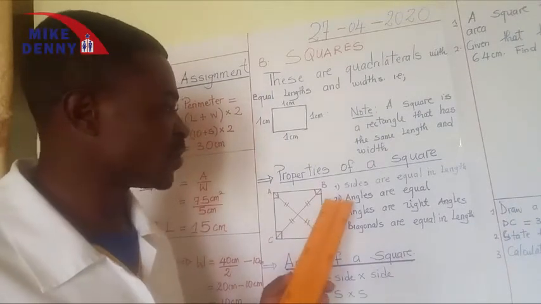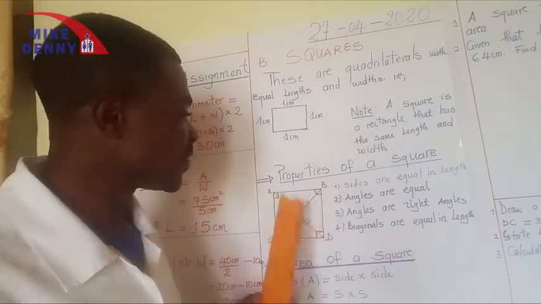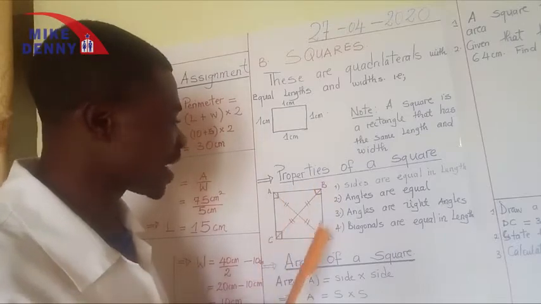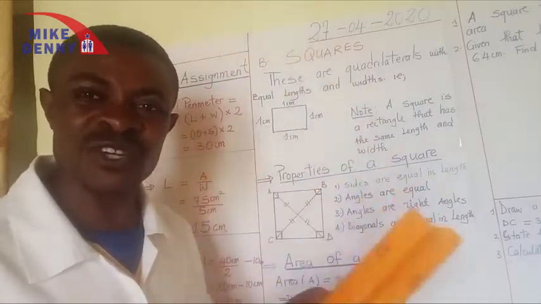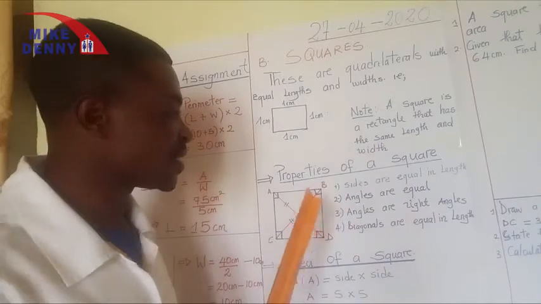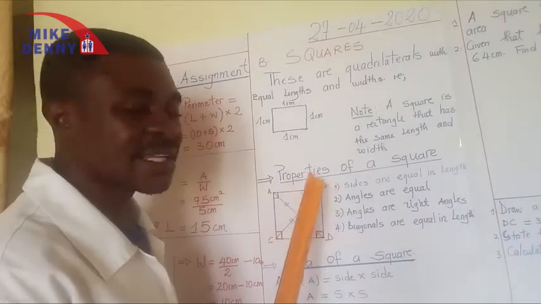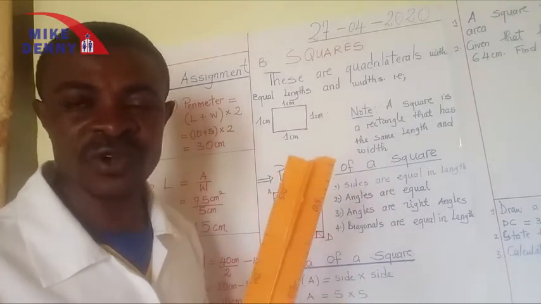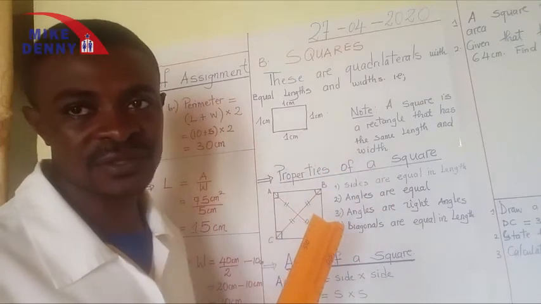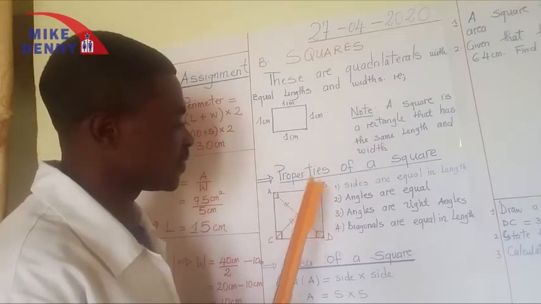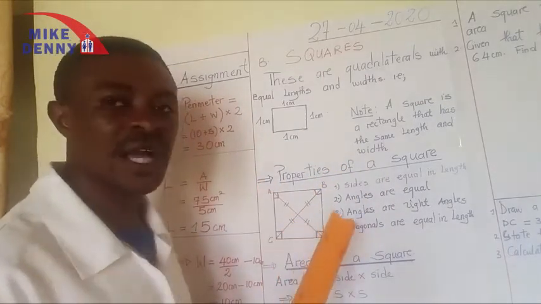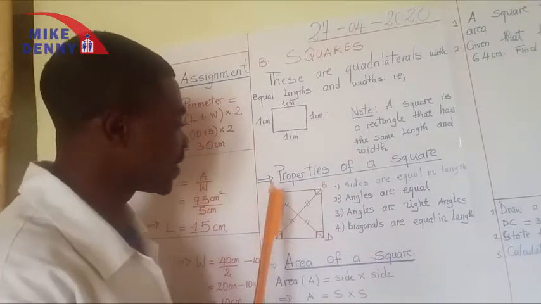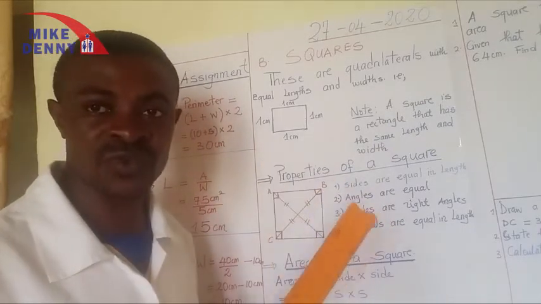The next property will be the angles. The angles are all the same. Since the sides are the same, the angles must be the same. And if you look at it, you can see that the angles are right angles. They are 90 degrees, from what we saw in angles and geometry. So here we have 90 degrees, 90 degrees, 90 degrees. So they are all right angles. We know the symbol for 90 degrees or right angles. We have treated that.